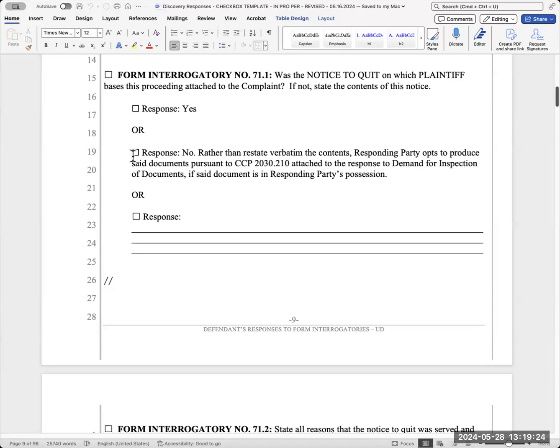If no, you can check no and say, I'm attaching the notice that I received in my exhibit binder, which is being included with the request for production of documents. So if you check here, you want to make sure that you're including that notice as evidence. And then any other response, you check here and write it out.